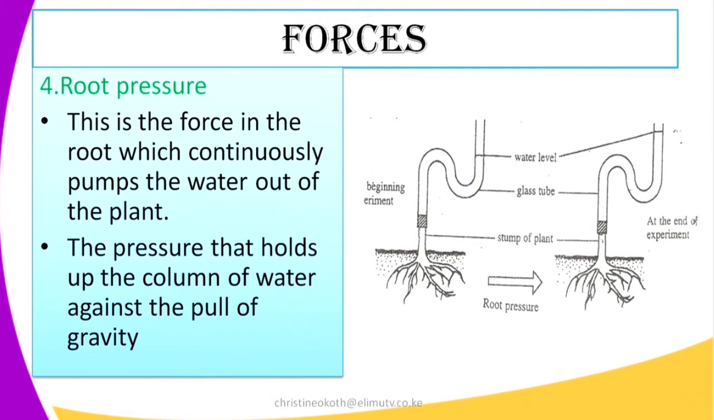So for you to conduct that experiment, you take a potted plant, then you pour water, then you attach a U-shaped tube and you tie a rubber to it. After some time, you'll notice that the water level will rise from the initial level to a higher level. This means there's a continuous uptake of water regardless of whether the stem or the upper part of the plant has been removed. That is what we call root pressure.